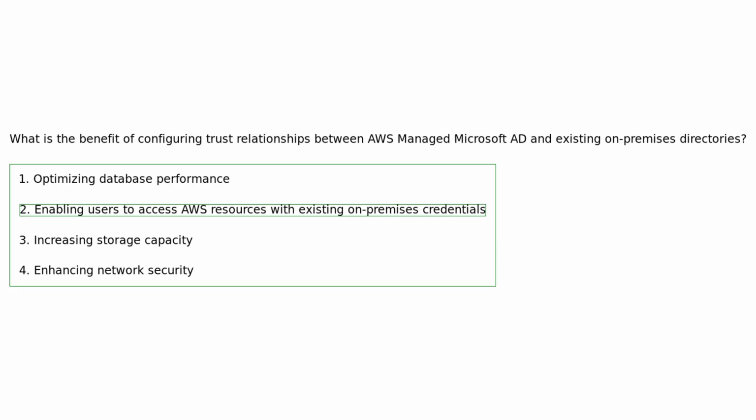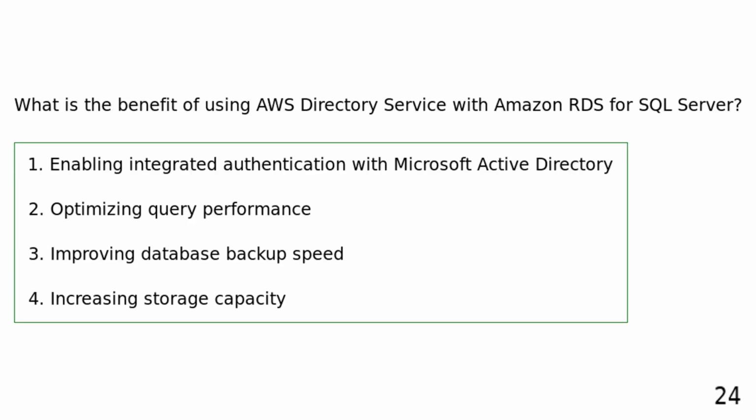Configuring trust relationships between AWS-managed Microsoft AD and on-premises directories allows users to access AWS resources using their existing on-premises credentials, providing a seamless experience. What is the benefit of using AWS Directory Service with Amazon RDS for SQL Server? Enabling integrated authentication with Microsoft Active Directory. Optimizing query performance. Improving database backup speed. Increasing storage capacity.